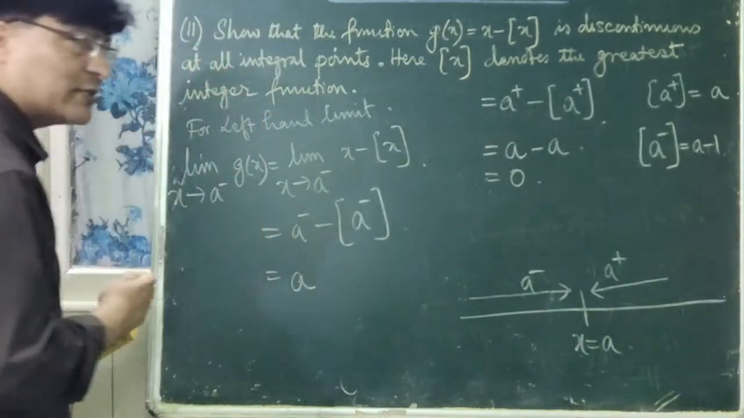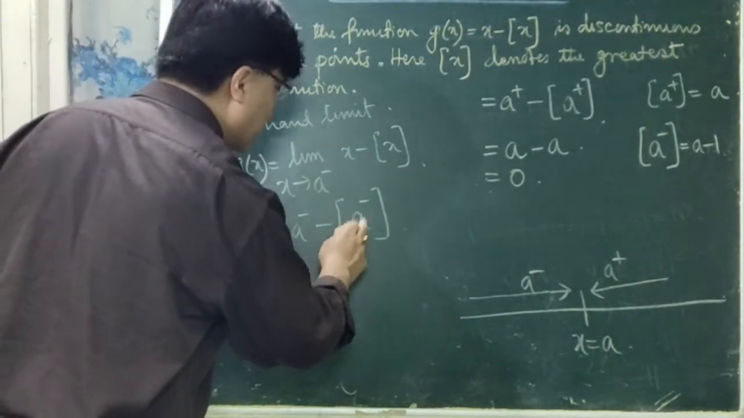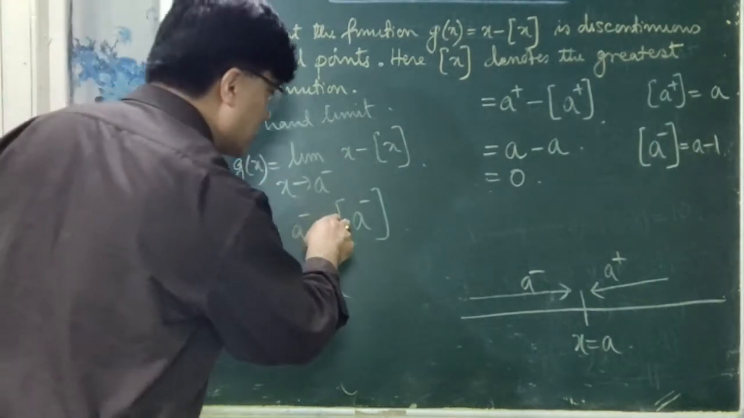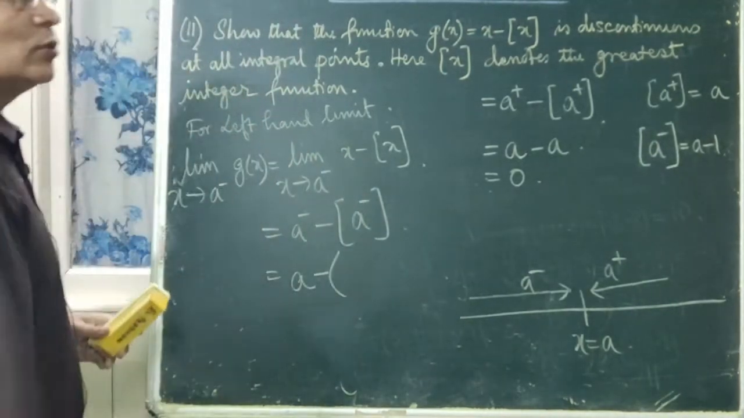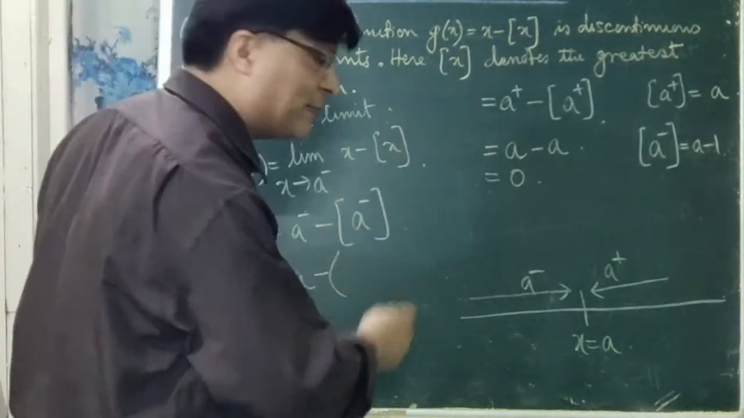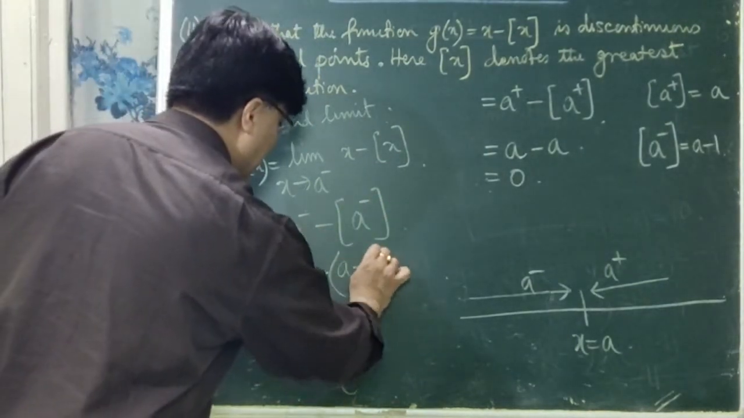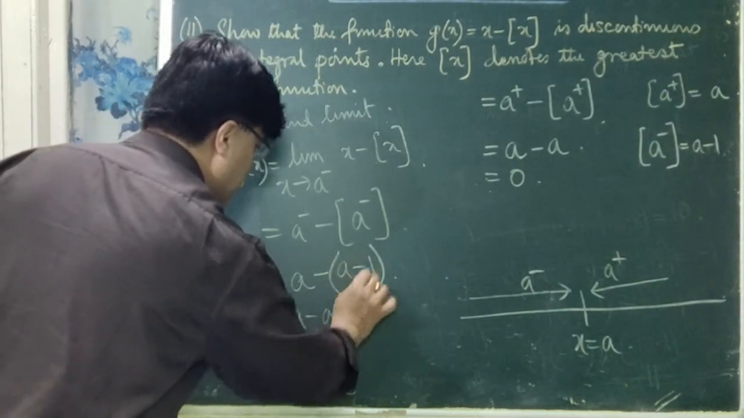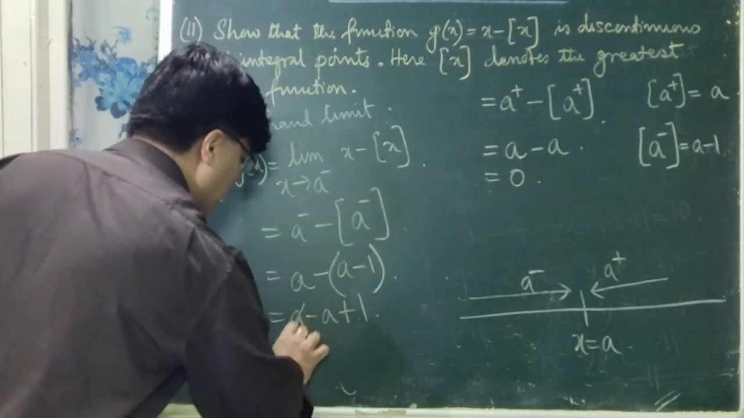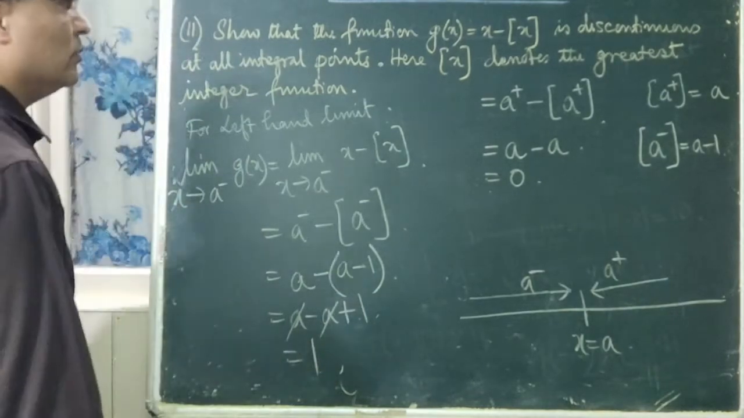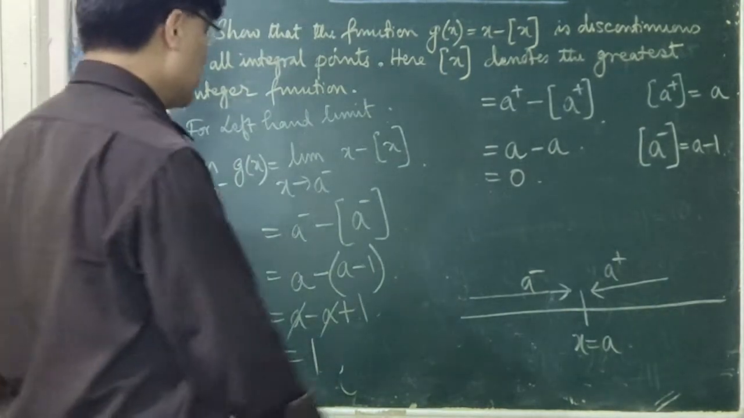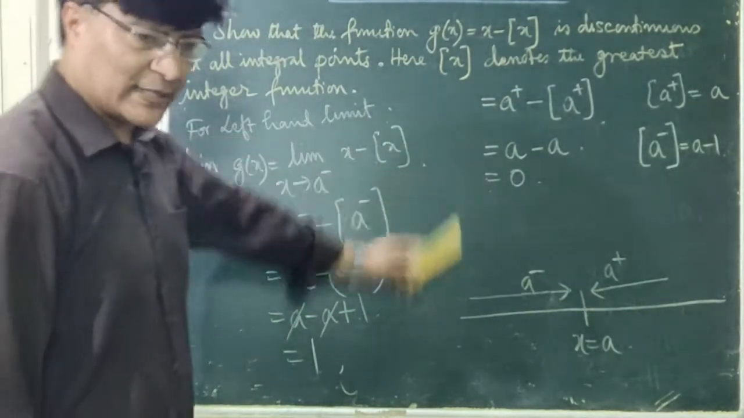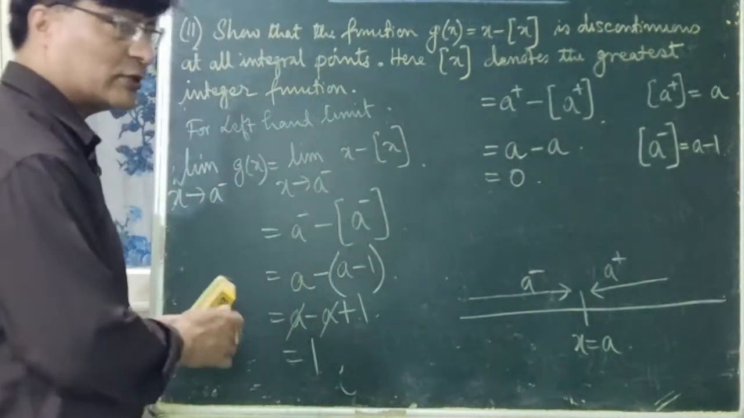But for the second term, what is meant by within third bracket a minus? Which is the integral value which is just less than a. That is your a minus, isn't it? So which is equal to a minus, into minus 1, which is equal to a minus a plus 1, the a gets cancelled, which is equal to 1. So just now we got right hand limit is equal to 0. This was your right hand limit, isn't it? So I think you have understood it.